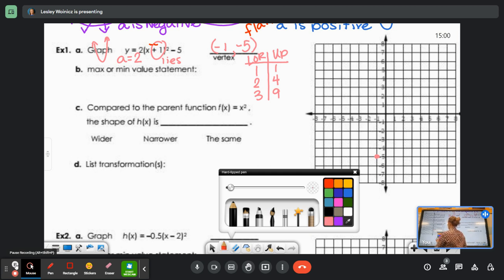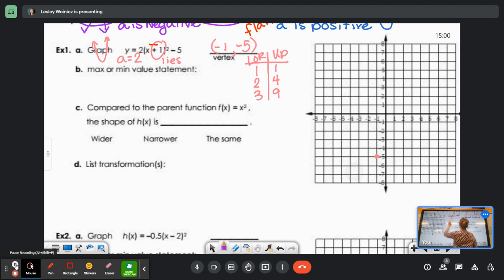Now, do you all agree that I'm going to want to stretch by 2? How do you think I'm going to stretch and make this taller by 2? What am I going to multiply by? The ups or the sideways ones? Yeah, the ups. I'm going to multiply all my ups by 2. So instead of 1, I'm going to have 2. Instead of 4, I'll have 8. Instead of 9, I have 18. And now I can find my points really fast.